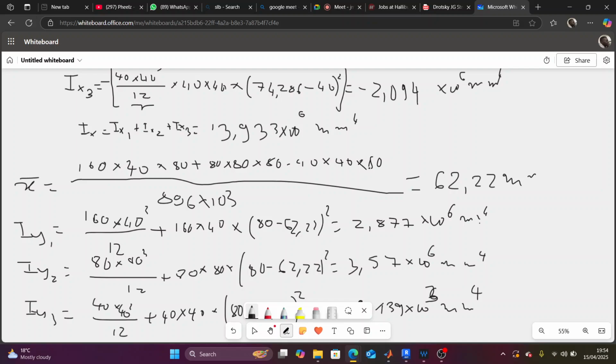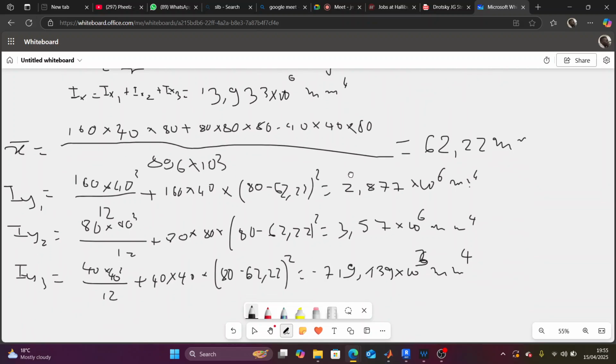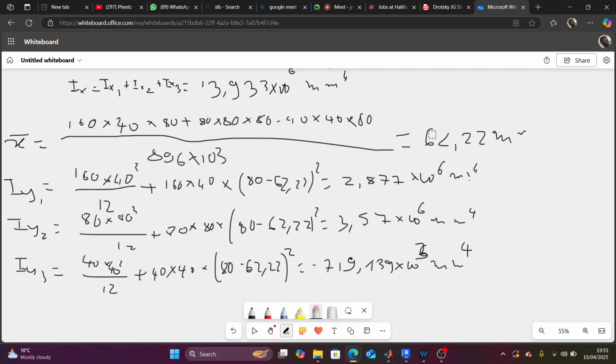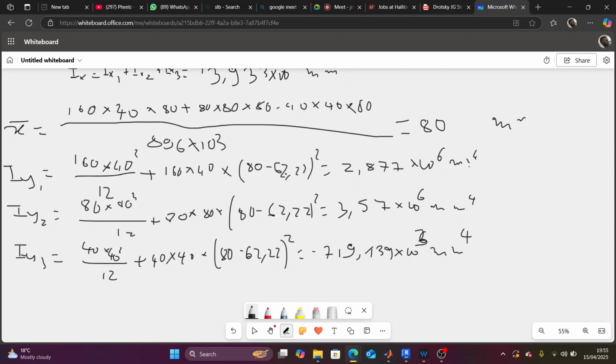Oh, the answer is 8. Which one is 8? The x bar here is 80. So this area is fine, right? The total area. Okay, if it is 80, it means where there is 60 here, we replace it by 80. What are the new answers?